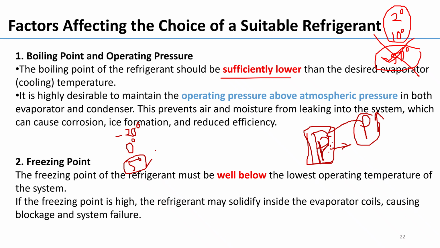So then what will happen? Our overall refrigerant will get frozen. We never want that. For that reason we should keep the freezing point as low as possible. Just think, one component has a freezing point of minus 20 degrees Celsius. It's very difficult to reach this point, which means it's very difficult to freeze the refrigerant. So the freezing point must be well below the lowest operating temperature of the system. If the freezing point is high, the refrigerant may solidify inside the evaporator coil, causing blockage and system failure.